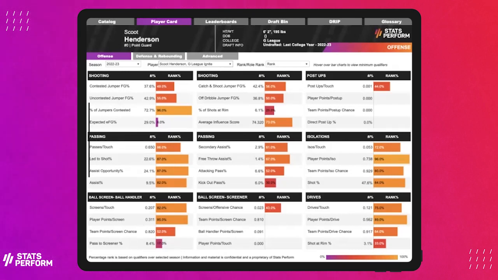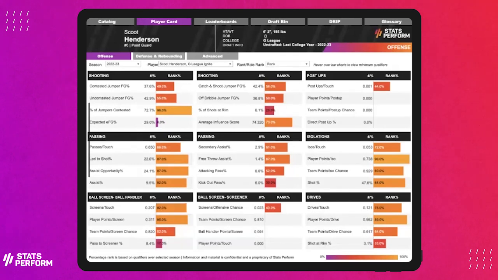We're also seeing some really high metrics on a lot of his passing metrics. So how often they led to a shot, how often they led to assist opportunities, secondary assists, et cetera, all towards the top of the league. When he's the ball handler in ball screens, he's in the 82nd percentile of how often those occur.